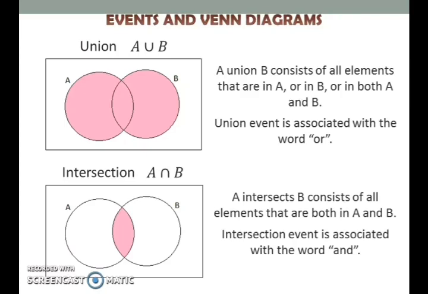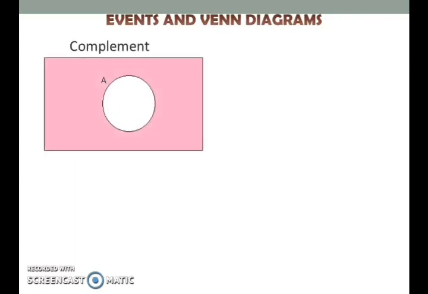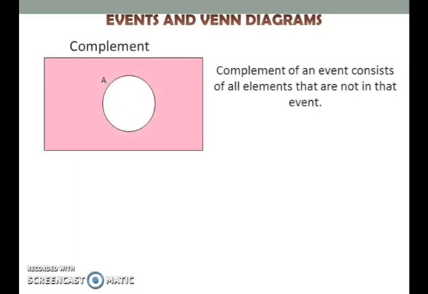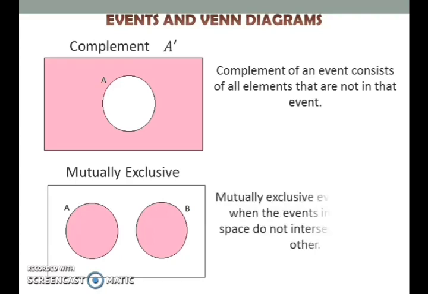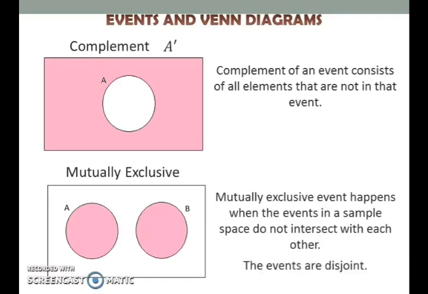The next event is complement of an event. The complement of an event consists of all elements that are not in that event. Complement event is denoted by the symbol prime. The last event is mutually exclusive event. Mutually exclusive event happens when the events in a sample space do not intersect with each other. The events are said to be disjoint.